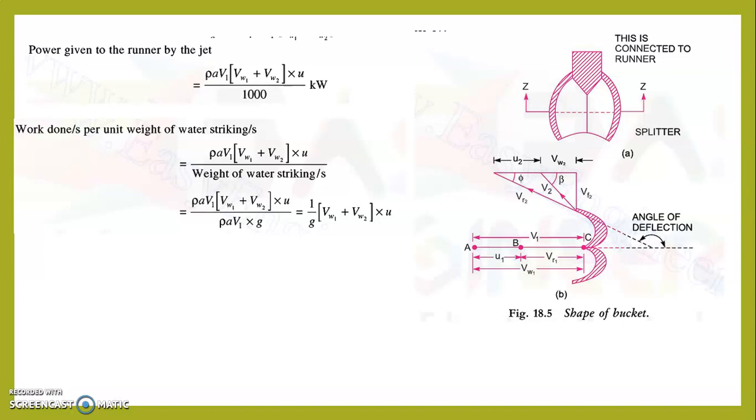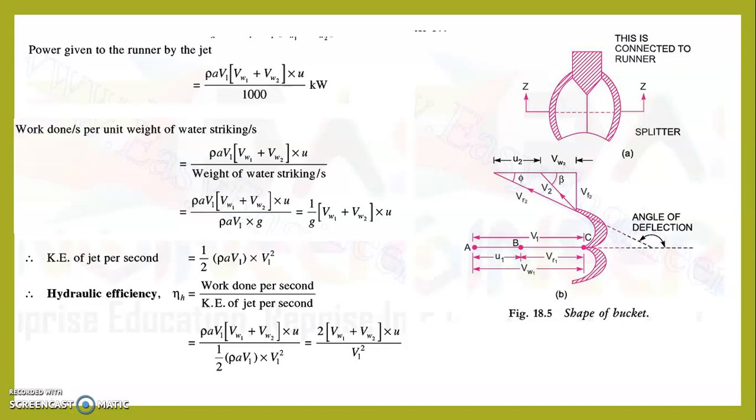So weight of water is given by mass into acceleration due to gravity. So we will be dividing the above equation, the top equation, runner power, by the mass into acceleration due to gravity. So it is equal to rho a v1 (vw1 plus vw2) u divided by rho a v1 into g. This is the weight of water; in some questions we have to answer like this. Okay.